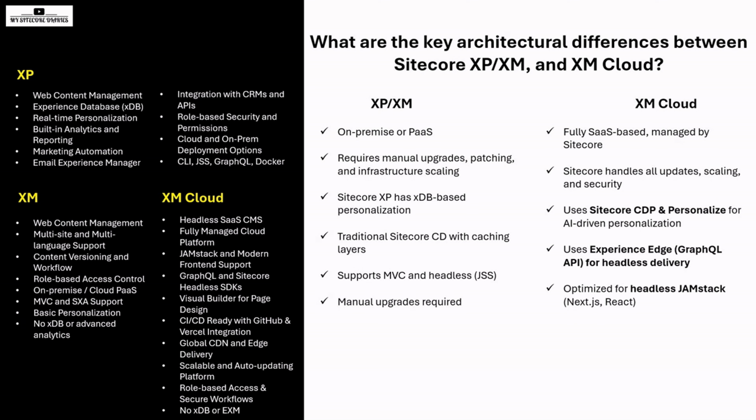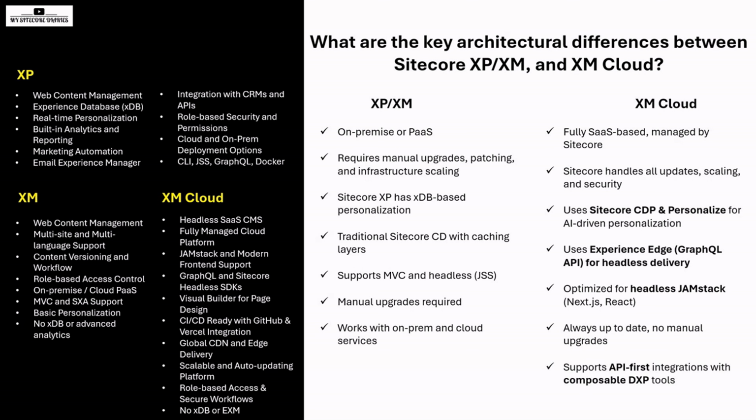XP and XM require manual upgrades. So if you have got a new Sitecore version, then you need to manually upgrade in XP and XM. But XM Cloud doesn't need that. It is always up to date and no manual updates are required. XP and XM work with on-premise and cloud services. We already talked about that. XM Cloud supports API-first integration with composable DXP tools. So these are the differences between Sitecore XP, XM and XM Cloud.